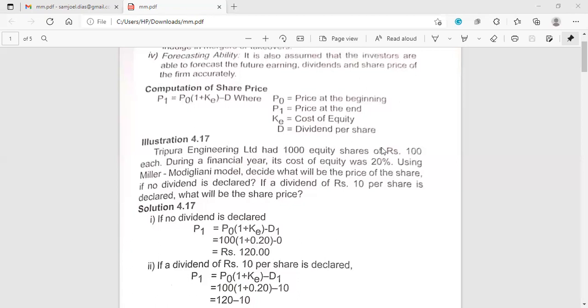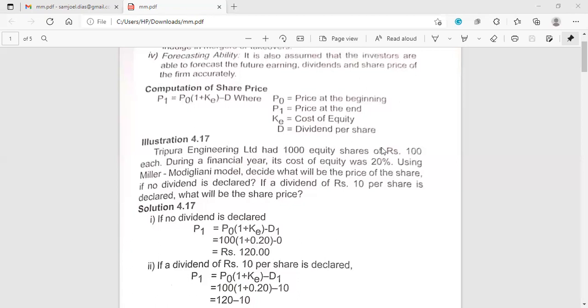Now here the dividend irrelevance approach makes certain assumptions. There are four assumptions. The first assumption is the existence of a perfect capital market. Perfect capital market means the investors are rational. That means they wisely think before they invest in shares, and they are not emotional and sentimental. They are not guided by emotional or sentimental things. They think rationally before investing in shares.